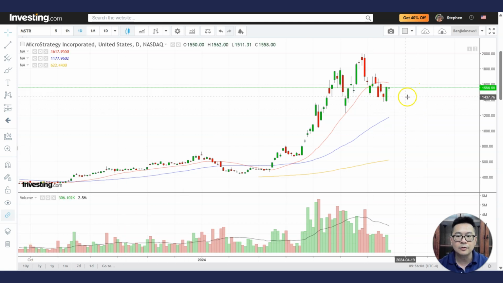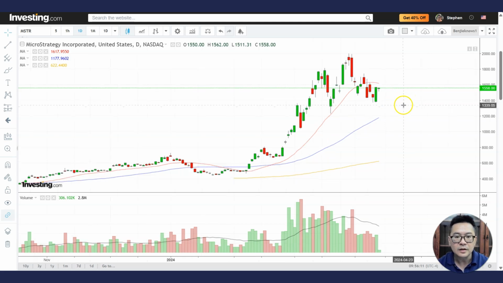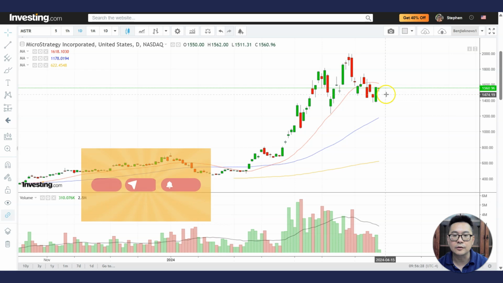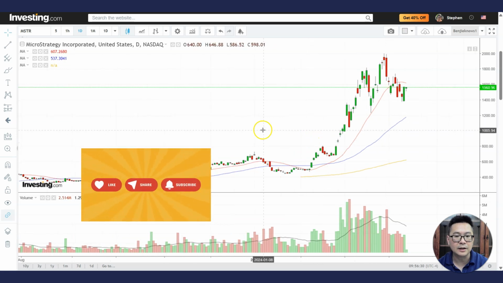We'll look at MicroStrategy. What is MicroStrategy doing? Now this stock had a very nice rise, but currently is below the 20 MA. Whenever a stock drops below the 20 MA after a very nice move up, you have to be very careful, because this might hint that it has a possibility of going below the 50 MA as well.